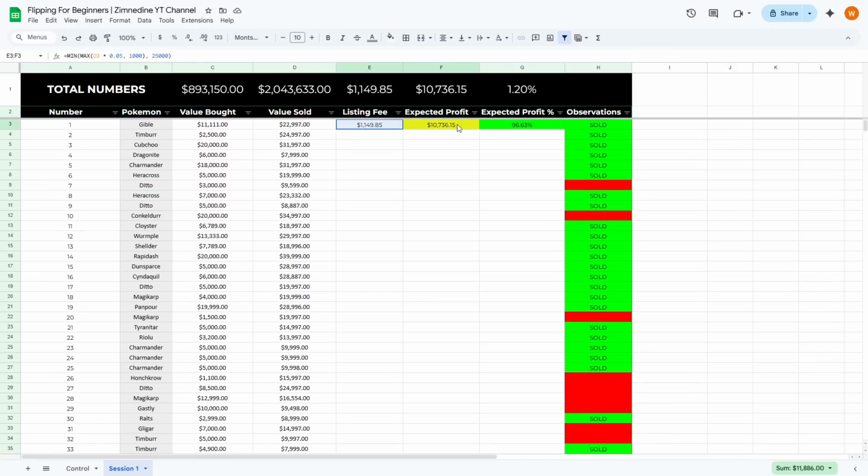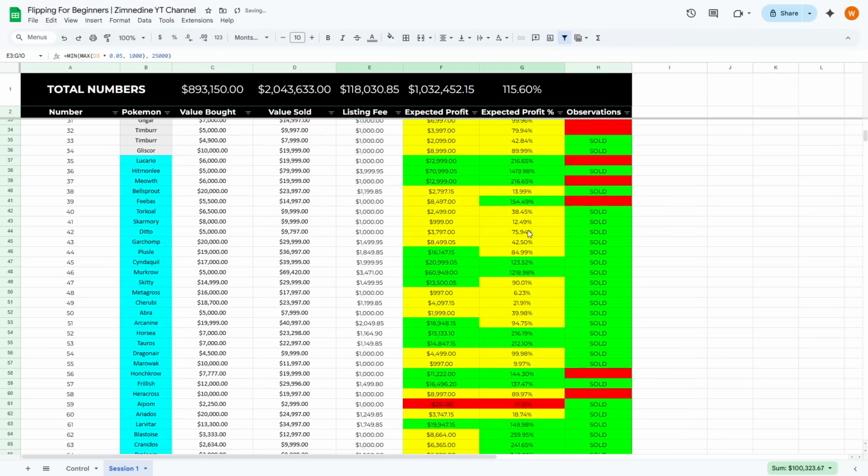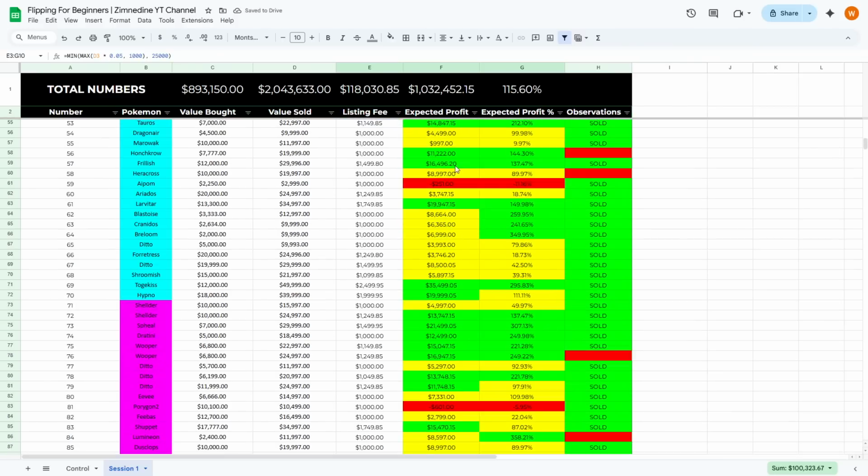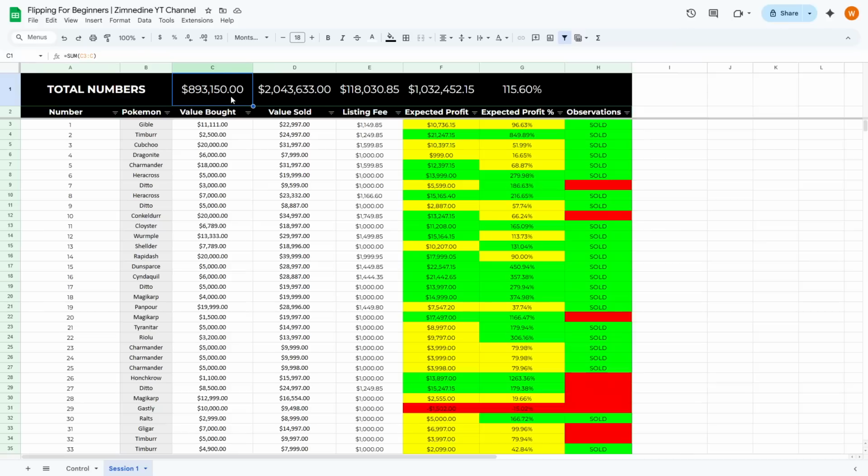You come here and then you select everything in this first column. You can then drag it out or just double click it. And everything is done. So you can see that I bought a total of 890,000 mons. I spent about 120,000 on listing fees, and my expected profit was about 1 million, and I made a 115% on my investment.